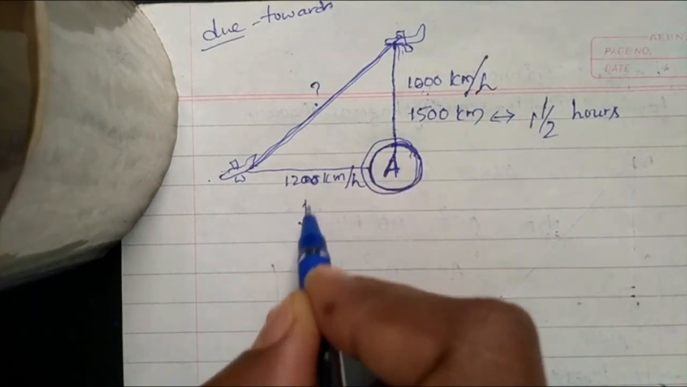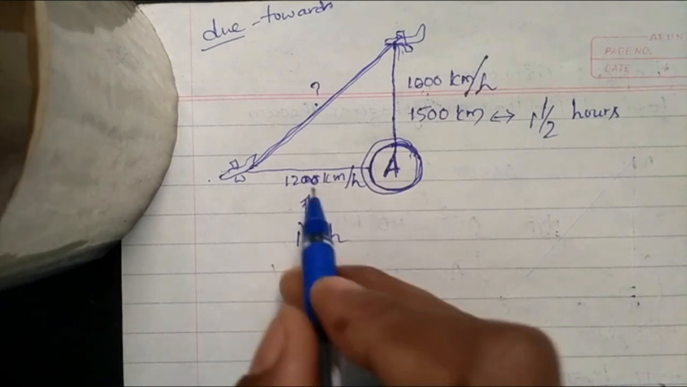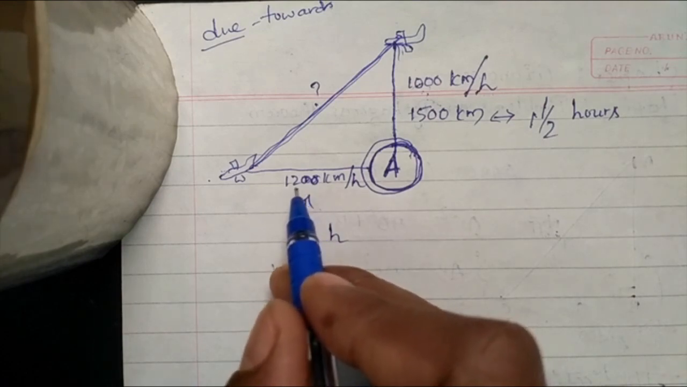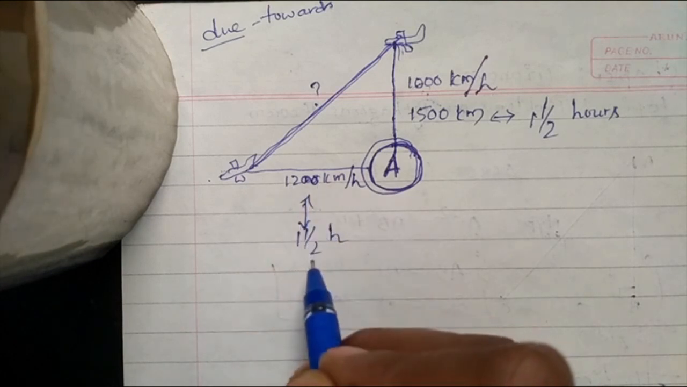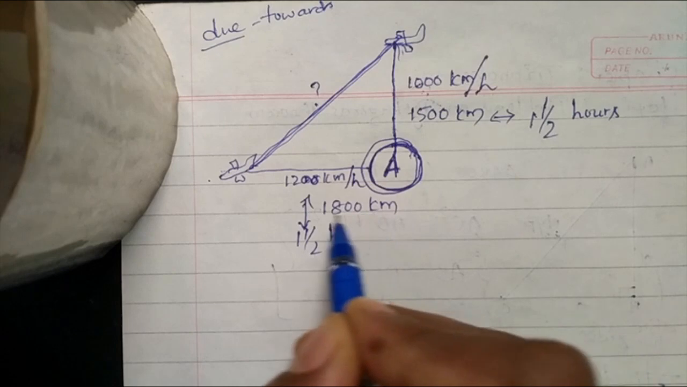Similarly, this aeroplane also in 1.5 hours: in 1 hour 1200 km, in half an hour 600 km. 1200 half is 600, right? So totally, in 1 hour 1200, in half an hour 600, totally 1800 km it travels.